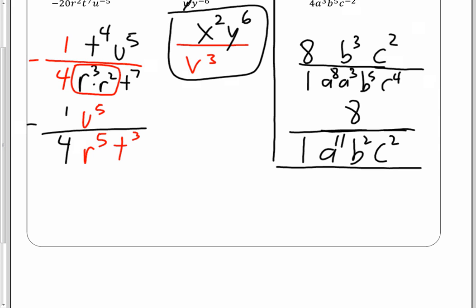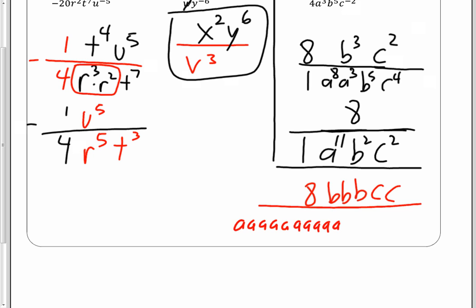If I see this, that means 8 followed by 3 B's and how many C's? 2. On the bottom, how many A's do I have? 11. How many B's? 3. How many C's? 2. Sorry, up here we're talking about 5. So we got 5 B's, 1, 2, 3, 4, 5, and 4 C's.